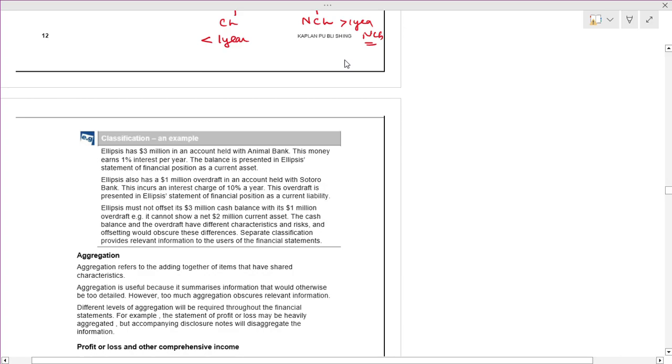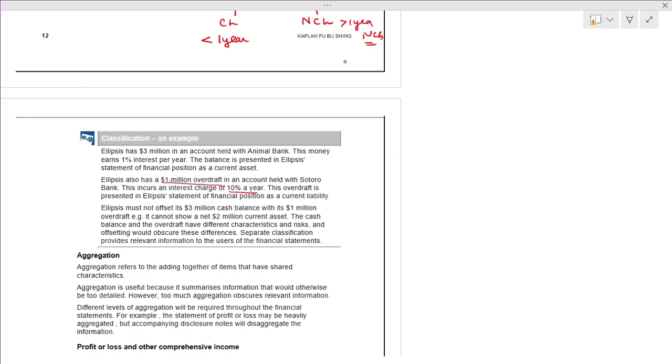In the same way, they are talking in terms of 3 million in an account held in the bank, which earns 5% interest. They have a 1 million overdraft in the account that incurs 10% a year. Ellipse must not offset 3 million with 1 million. It cannot show 2 million net. See what happens? No way.